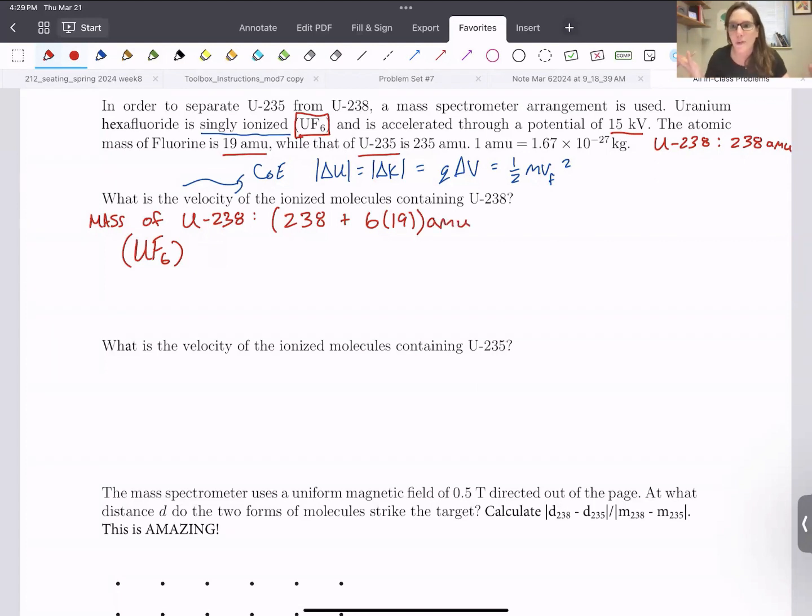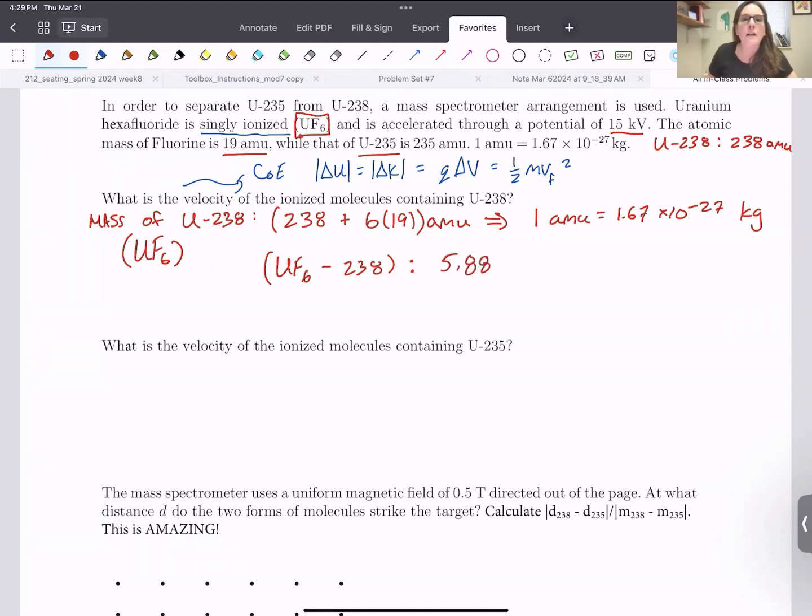So that's really the only hard part about finding that total mass. And then we know that 1 AMU is equal to 1.67 times 10 to the minus 27th kilograms. And so I get the mass of the UF6 238, for lack of a better notation, is going to be equal to, let me see, I've already calculated that, 5.88 times 10 to the minus 25 kilograms. So that's one of the things that we're going to just put on hold.